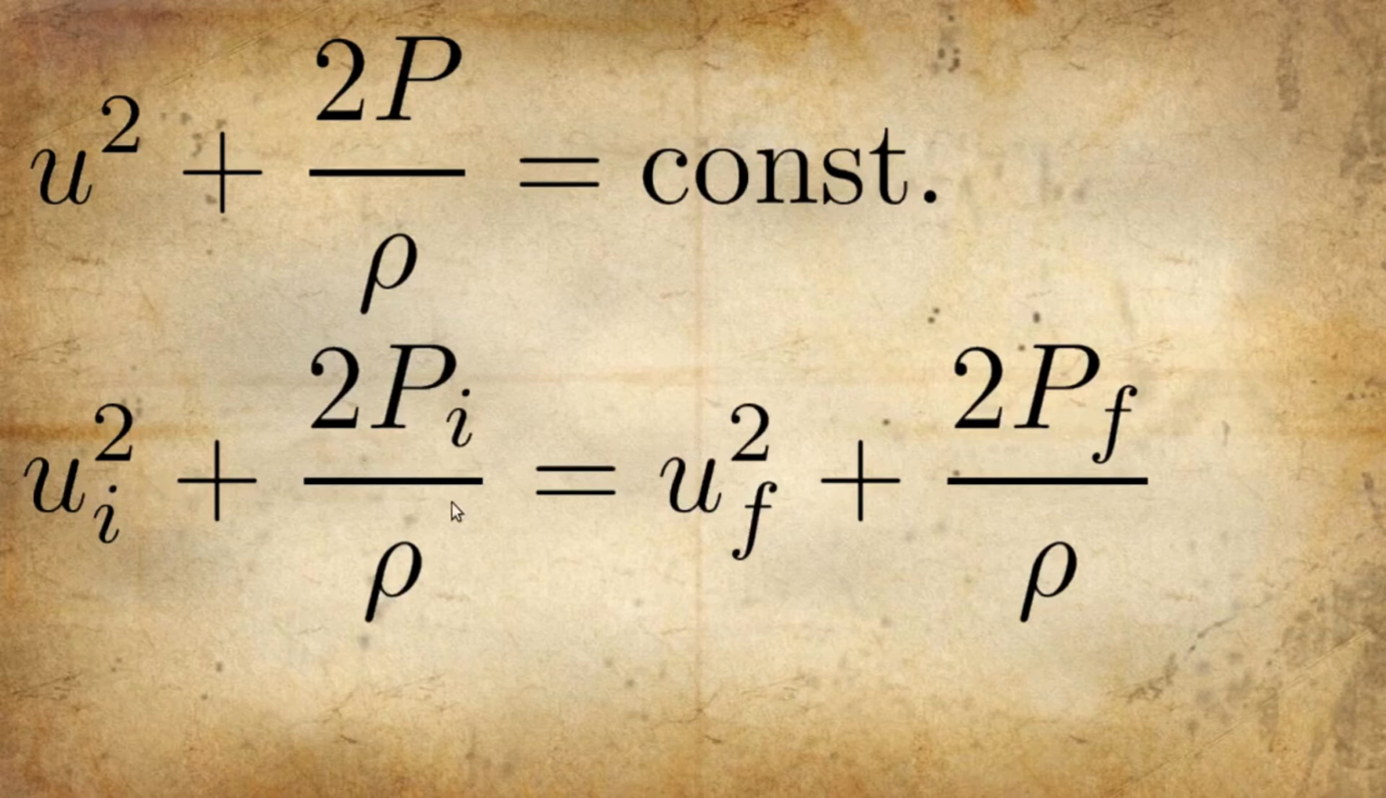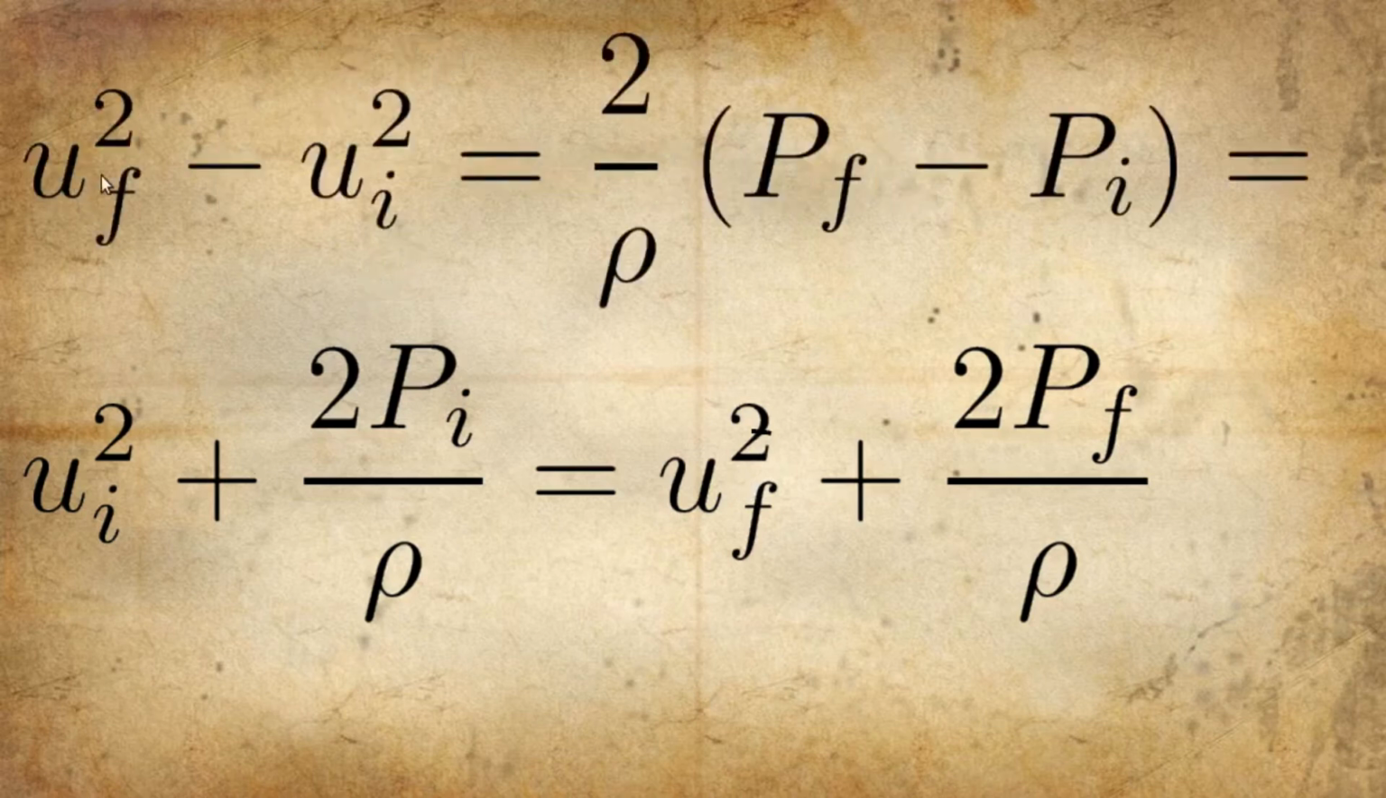So one thing we commonly do when we're looking at an expression like this is put all the u's on one side and put all the p's on the other side, and that'll give us an expression for the change in velocity associated with some change in pressure. So let's see how that works out.